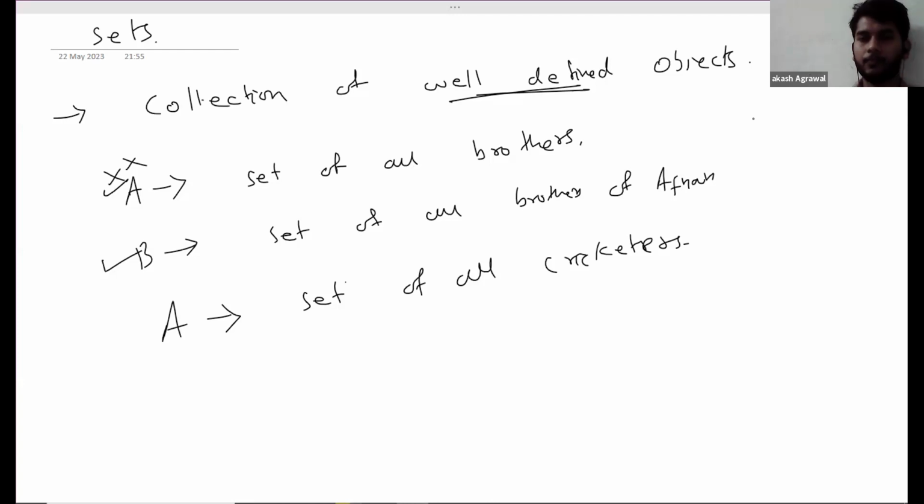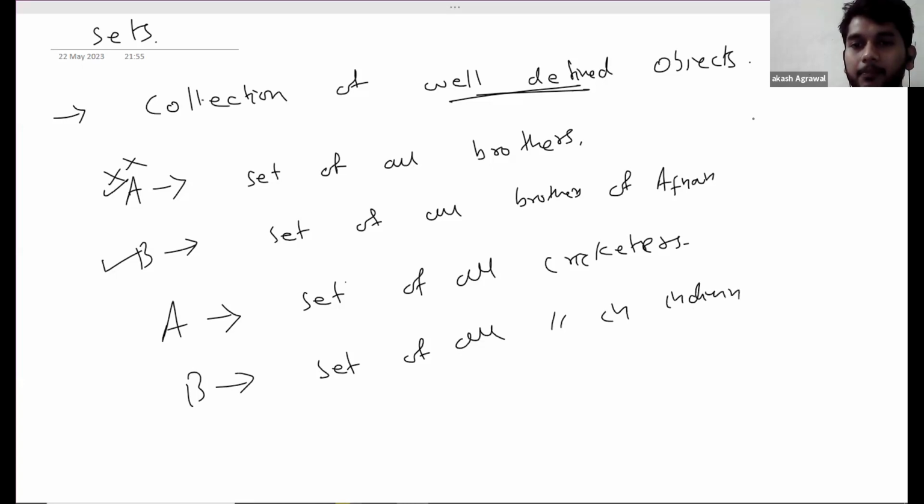No, sir. Why not, Afnan? We don't know the cricketer. Afnan, you could also be a cricketer, I could also be a cricketer. Whom to include and whom not to include, we don't know. But if I write "set of all cricketers in Indian team", then this is a set, and it's clear.